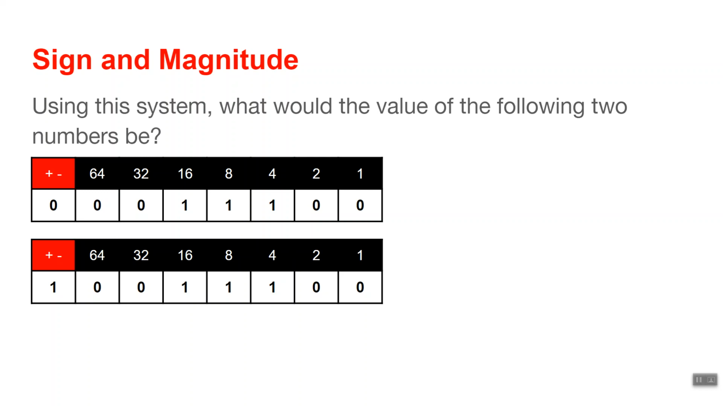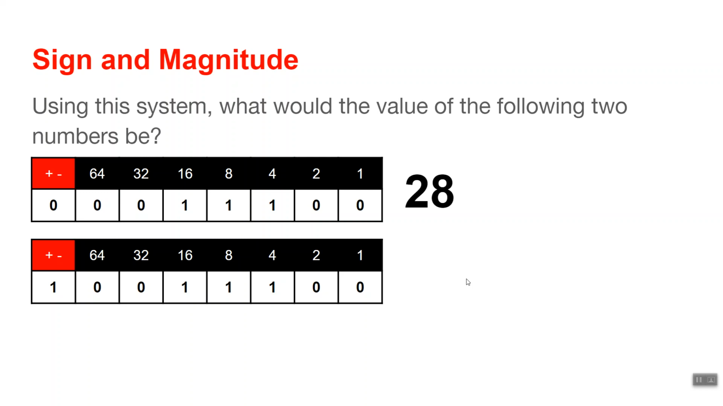So using this example, I've written 2 binary numbers below, and again, this is a situation where you might just want to pause it to have a little look at this question. What would the value of the 2 numbers be below if we're using the sign and magnitude system? So just pause the video, perhaps see if you can work out what you think the numbers would represent.